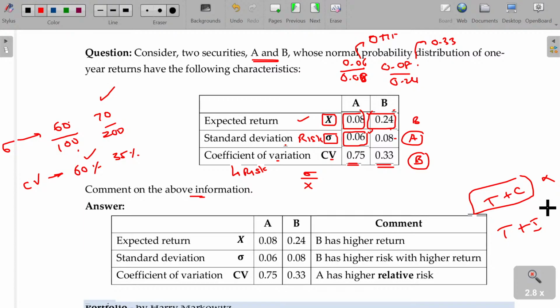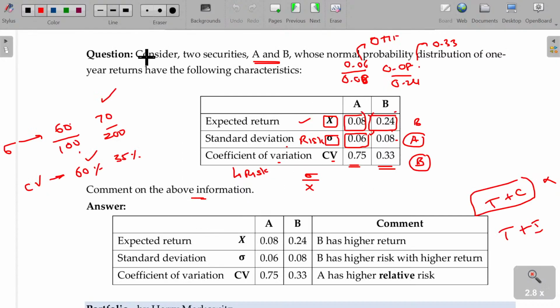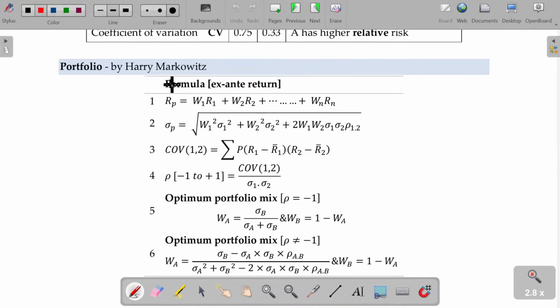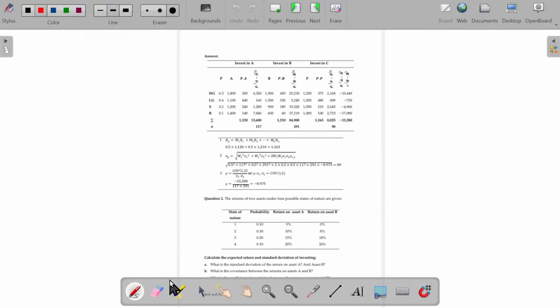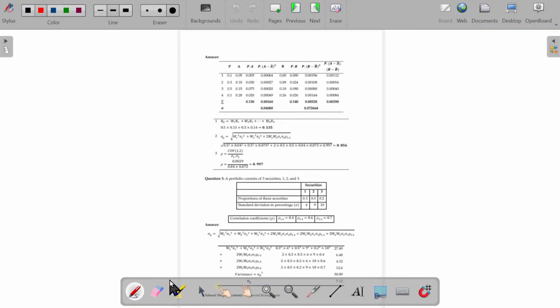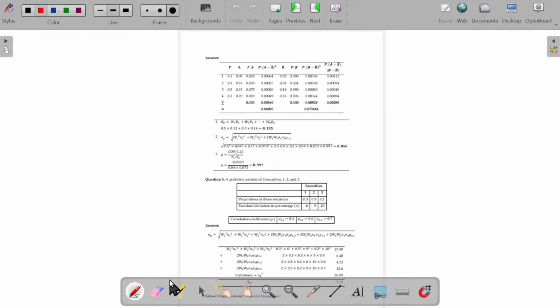Some two or three additional questions I usually solve for the CMA final level, not here. Here you just understand the logic. Two ideas are there, right? One is the idea propounded by Harry Markowitz, so you have to understand these formulae here. Another is William Sharpe, so you have to understand that logic also. Two logics.